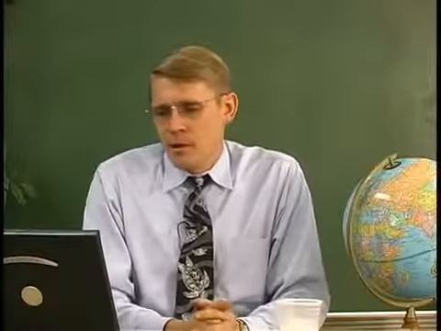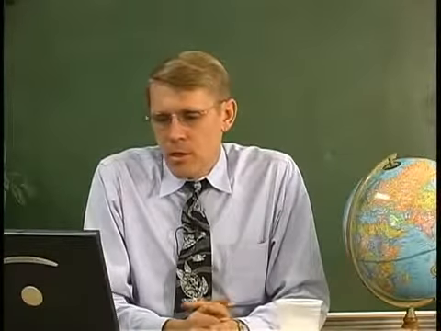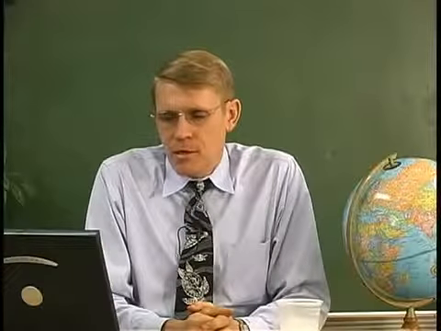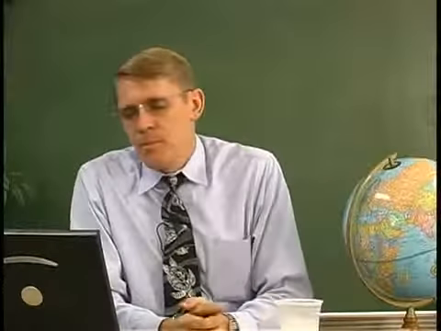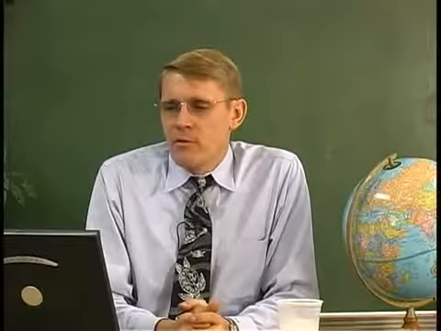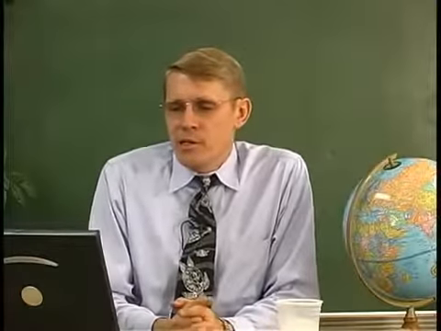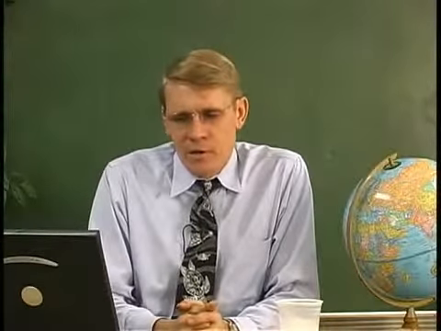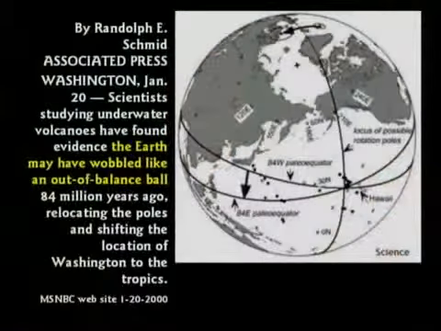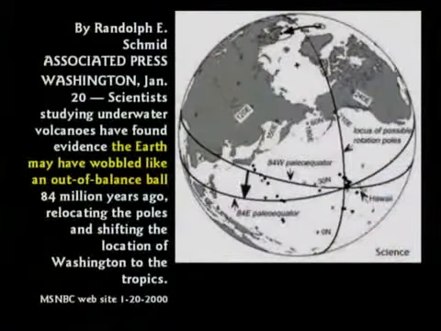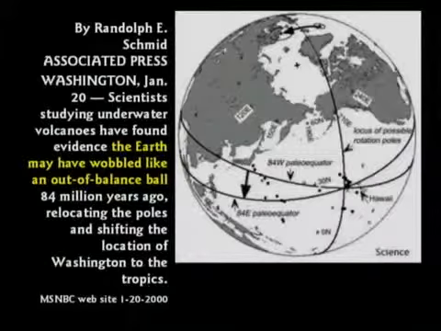From the article here on the website, MSNBC, by Randolph Schmid, Associated Press, he said, scientists studying underwater volcanoes have found evidence the Earth may have wobbled like an out-of-balance ball 84 million years ago. Relocating the poles and shifting the location of Washington to the tropics.